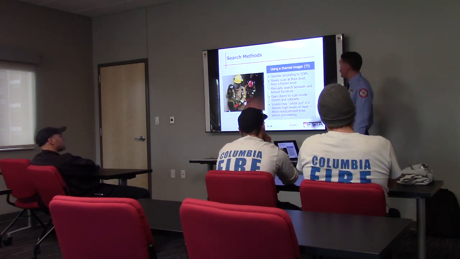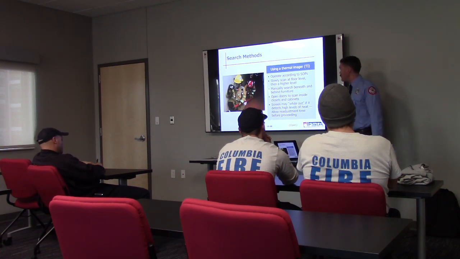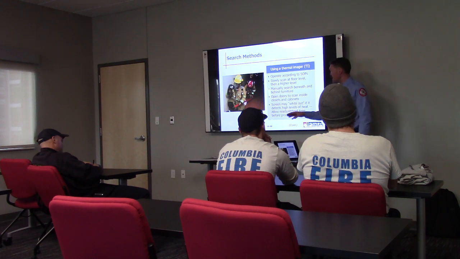You're going to use the TIC. Operate within the SOPs of your department. Scan at the floor level and then a higher level. Search beneath and behind furniture, because again, that TIC does not see through that. We know that. That's a property of the thermal imaging camera. Open the doors to scan inside closets and cabinets. Keep in mind the screen may white out if it detects a high level of heat.